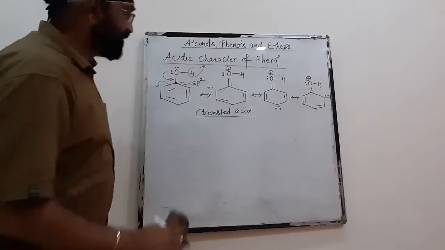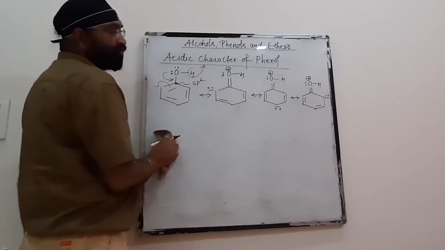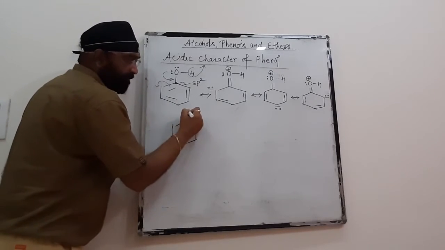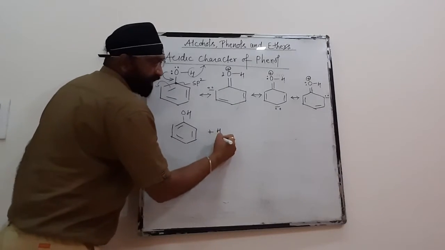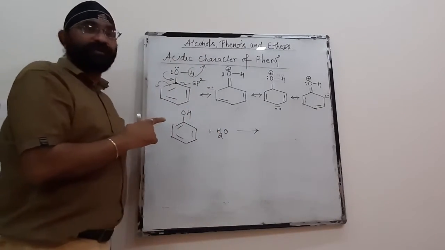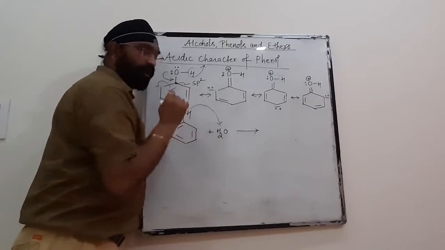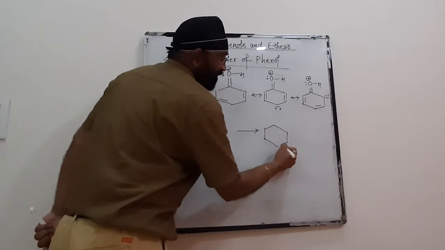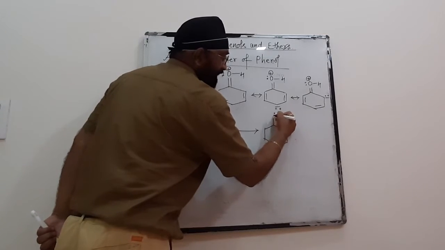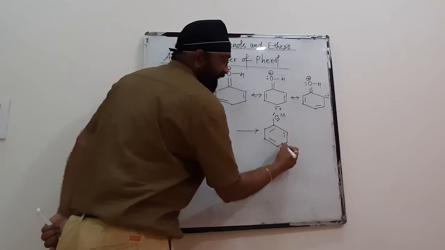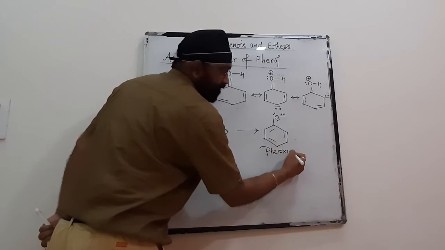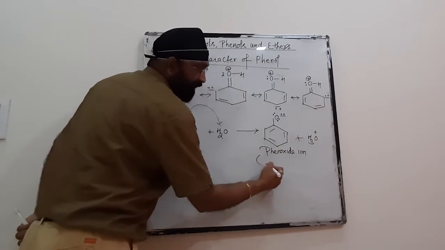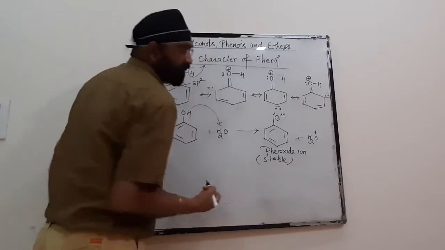Now, if it is a Bronsted acid, then how does it react with water? If I take phenol with water, phenol is a stronger acid than water. It means this proton is given by the phenol to the water, and here we will have the formation of O negative. That O negative is the phenoxide ion. This phenoxide ion is highly stable due to resonance.